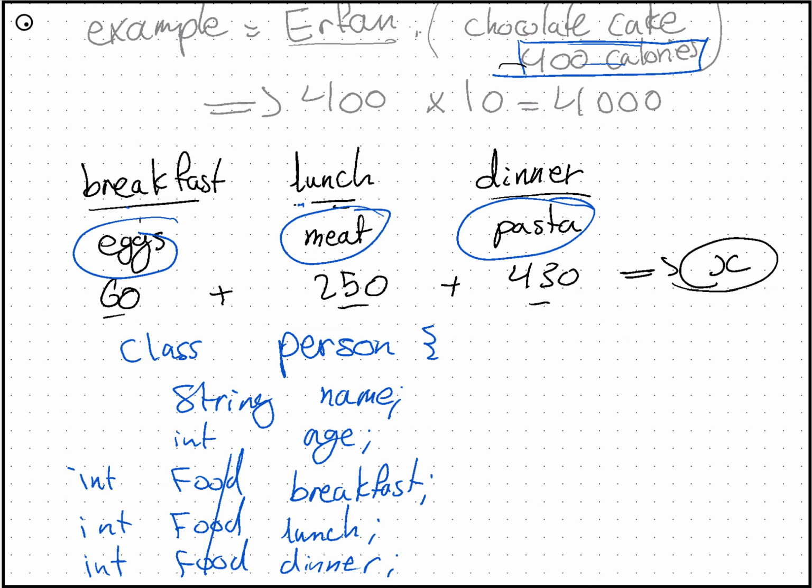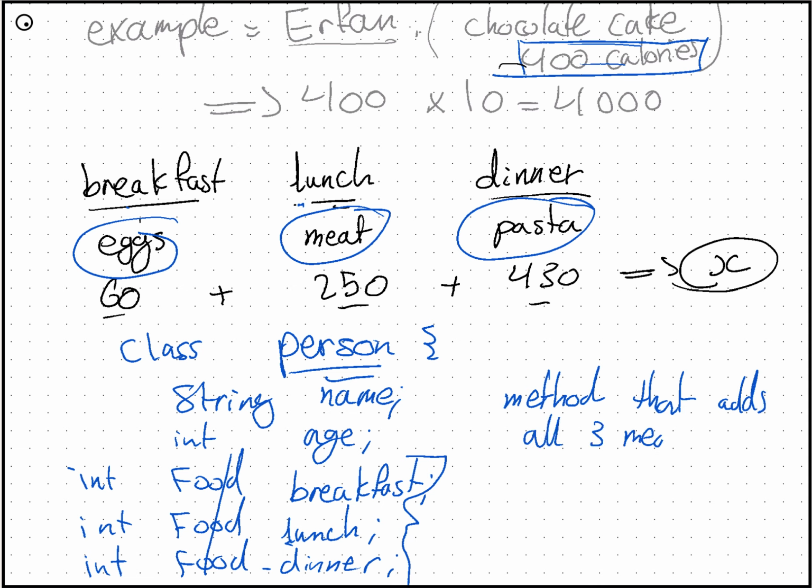And Elizabeth just has to say, okay, for breakfast I had 100 calories. For lunch I had 200. For dinner I had 300, let's say, or however much she actually had. And then inside the person class, we can have a method that computes, essentially just adds all these three up together. Does that make sense? Okay, it makes sense.